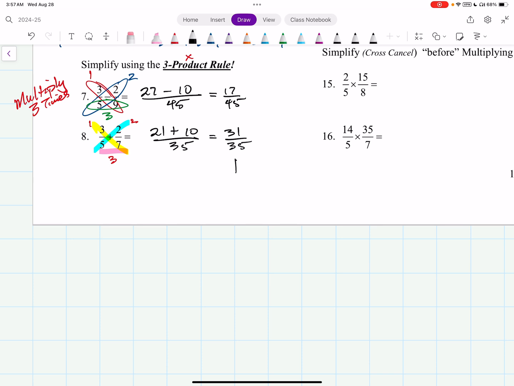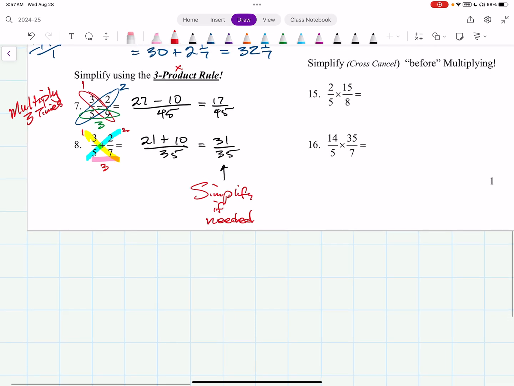Then for your end result, make a little note here: simplify, if needed. I don't have to. These are proper fractions, so I'm done at this point. And this happens when you get good at this technique. You can add and subtract fractions so fast, it's unbelievable. It's a lot faster than the old way.